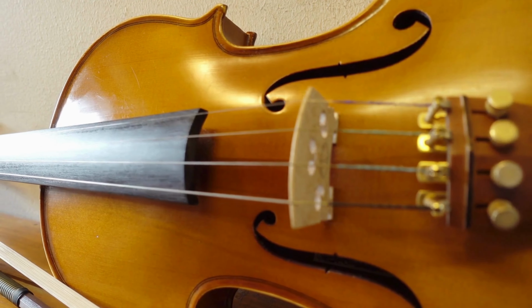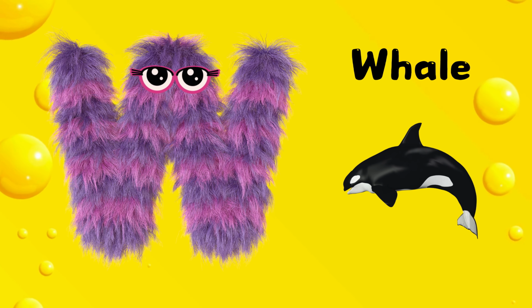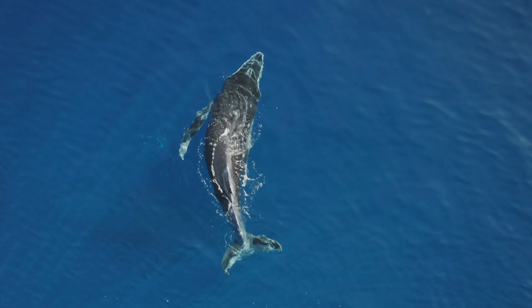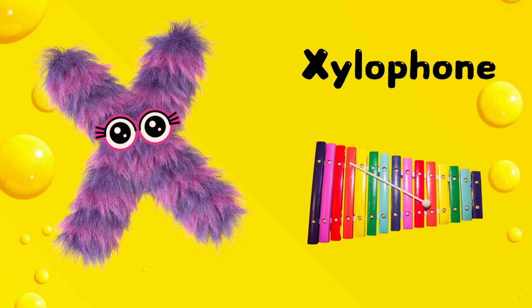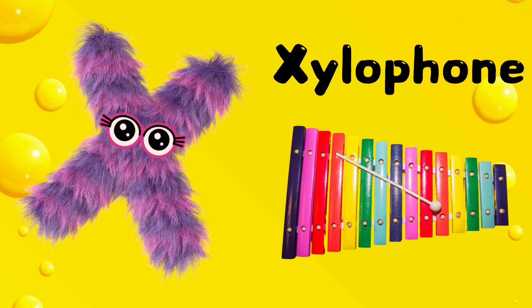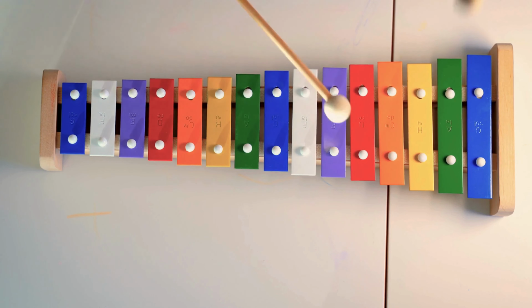Violin, V, violin. W is for whale, W, W, whale, W, W, whale, W, whale. X is for xylophone, X, X, xylophone, X, X, xylophone, X, xylophone.